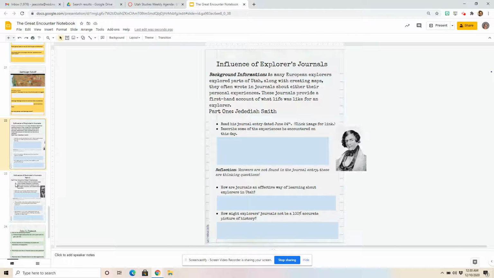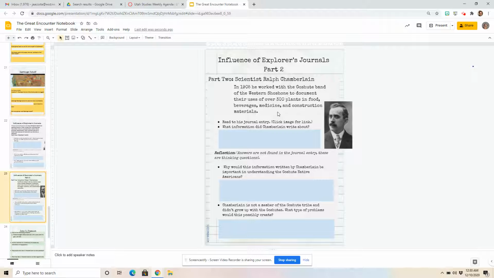The other slide has another journal entry here from Ralph Chamberlain. So again, you'll click on the image. If you can't see part of the question, fix the text boxes. The first question has to do with directly from the text, and then the other two questions are reflection or thinking questions.